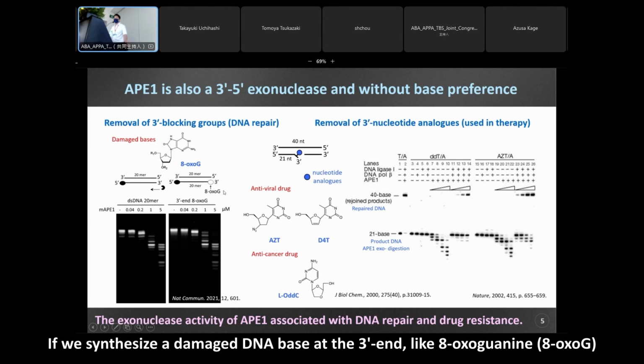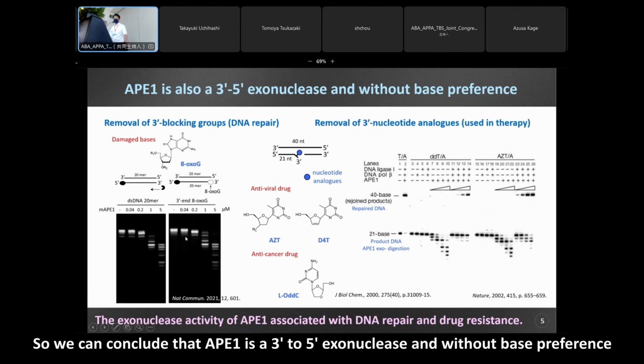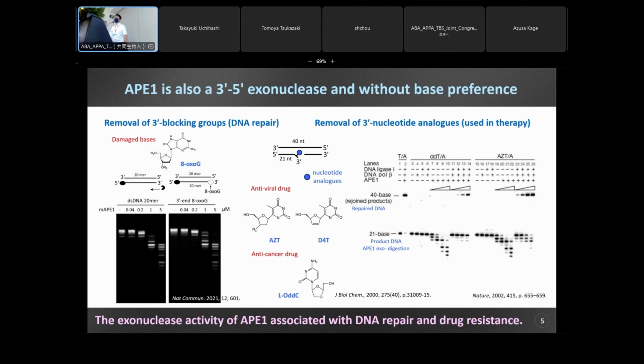If we synthesize a damaged base at the 3' end, like 8-oxoguanine, APE1 still can remove the damaged DNA bases with similar efficiency to the normal DNA base. So we can conclude that APE1 is a 3' to 5' exonuclease without base preference.